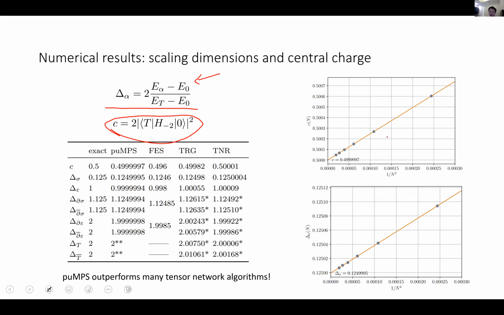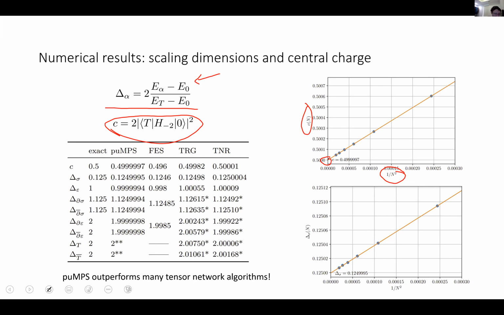Okay, on the right panel you see a figure, and the figure is not so clear. Let me explain. The x-axis is 1 over n squared, for the extrapolation, and the y-axis is the central charge computed at different finite sizes. In this figure we have shown n from 64 to 256, and as you can see, we can linearly extrapolate this to n equal to infinity, and this is the extrapolated result. We can do the same thing for scaling dimensions, shown in the lower panel. And in the table on the left, this is the result that we are very proud of.